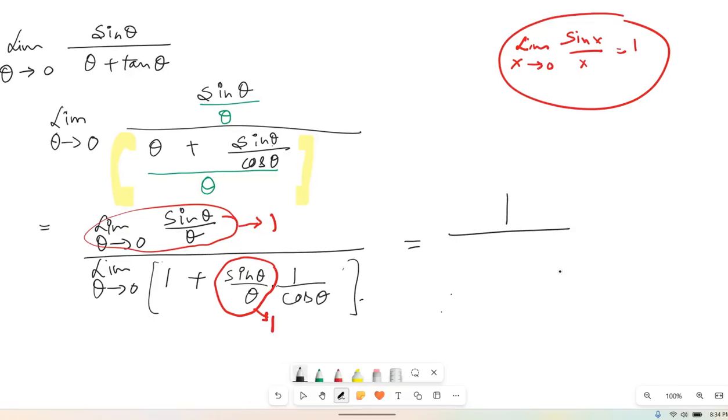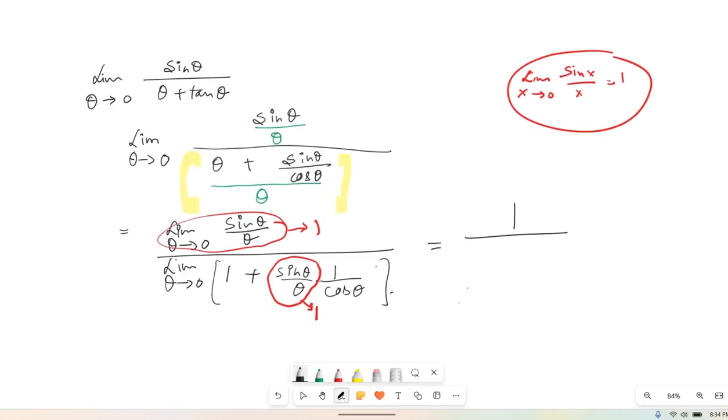1 by 1 plus 1 times 1 by cosine 0. That's also just 1. So 1 by 1 plus 1. The answer is 1 by 2. So that's an interesting way of using this formula to evaluate this limit.